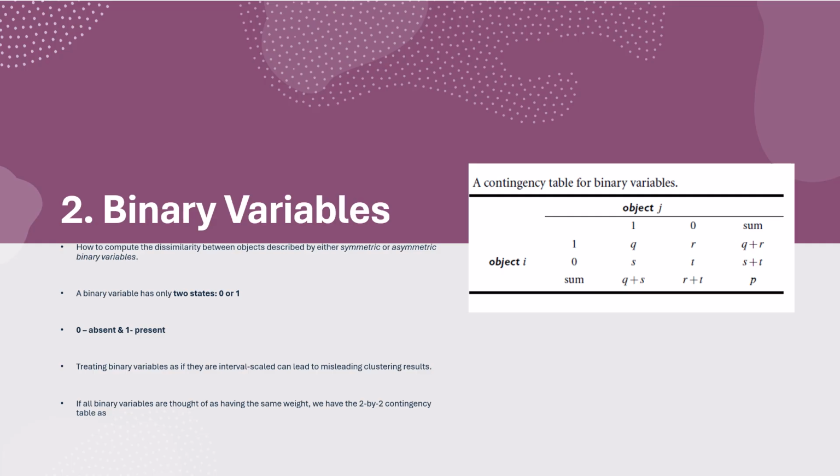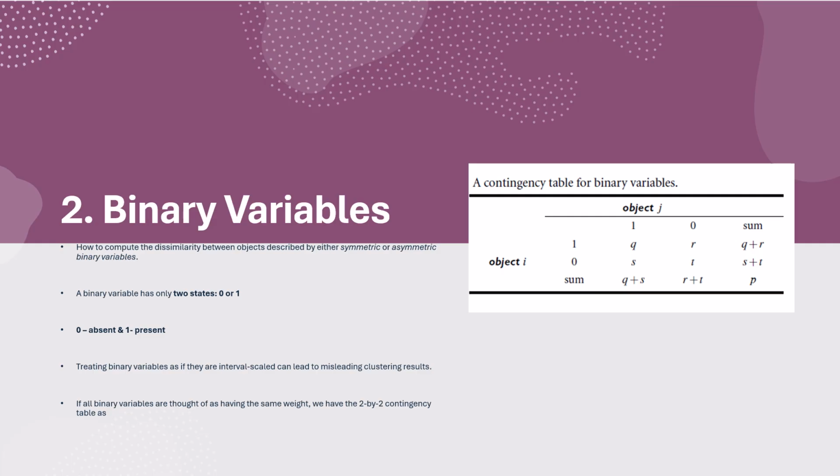Recall that for a symmetric binary attribute, each state is equally valuable. Dissimilarity that is based on symmetric binary attributes is called symmetric binary dissimilarity. If objects i and j are described by symmetric binary attributes, then the dissimilarity between i and j can be defined as d(i, j) equals (r plus s) divided by (q plus r plus s plus t).